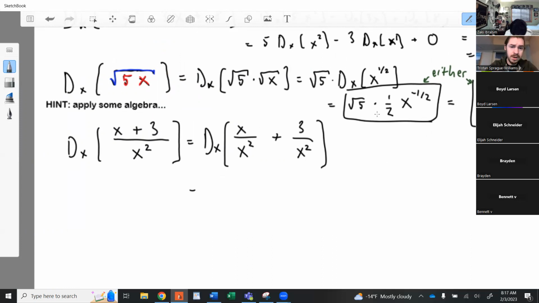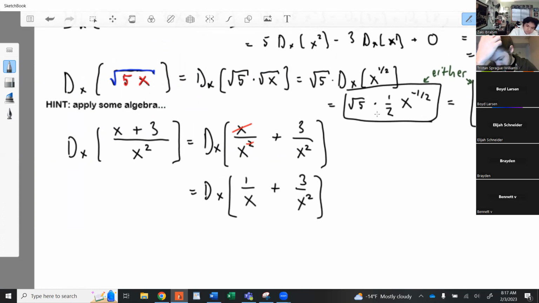Now, the first one simplifies. There's an x factor that cancels out here. So one of these x's can cancel with one of those x's. We reduce this to 1 over x, and then this is 3 over x squared. Okay, so now we have two functions, each of which is simpler.